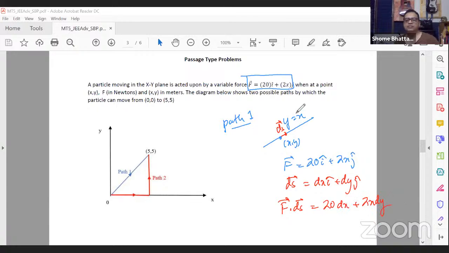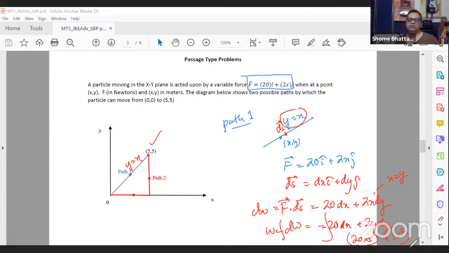But now we can use the relation that y is equal to x on this straight line, because it's passing through this point 5, 5. So the equation of this straight line is y is equal to x. So here I can replace x with y. This becomes 20 dx plus 2y dy. And now you can integrate this. When you integrate from here to here, you will get 20 into 5 plus y square, that is 5 square. So 125 joules will be the work done in the first path.